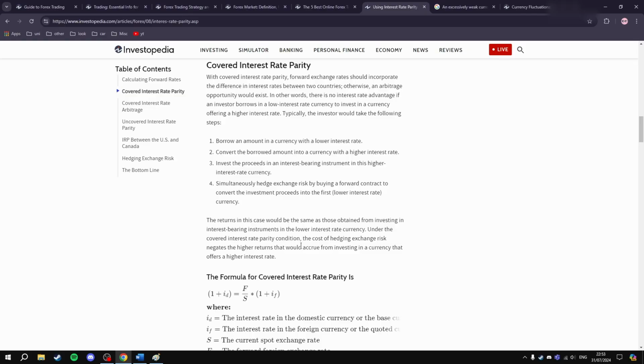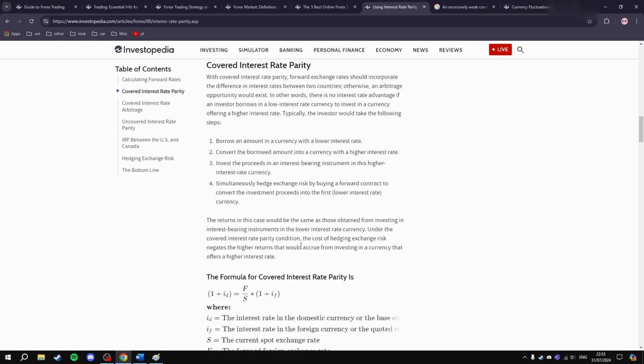Forward exchange rates should incorporate the difference in interest rates between two countries, otherwise an arbitrage opportunity would exist. In other words, there is no interest rate advantage if an investor borrows in a low interest rate currency to invest in a currency offering a high interest rate. The returns in this case will be the same as those obtained from investing in interest-bearing instruments in the lower interest rate currency. Under the covered interest rate parity condition, the cost of hedging exchange risk negates the higher returns that would occur from investing in a currency that offers a high interest rate.